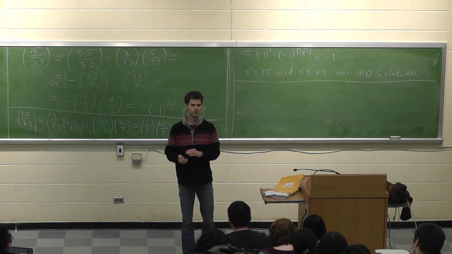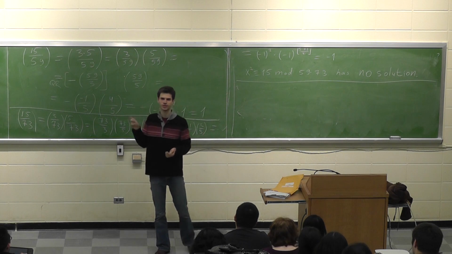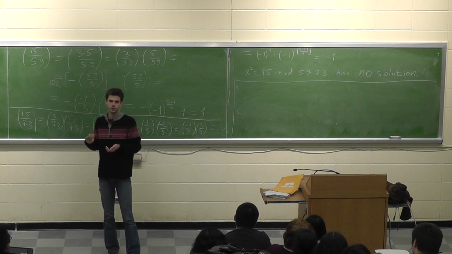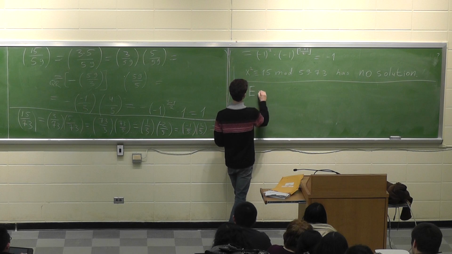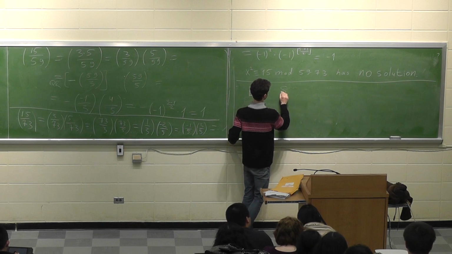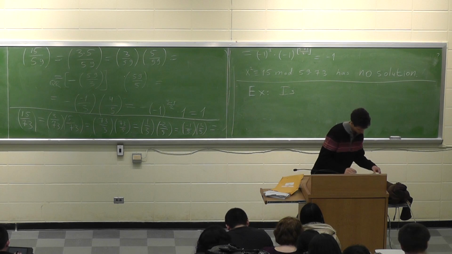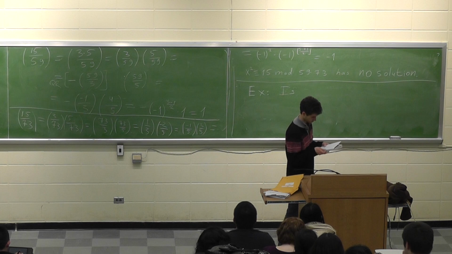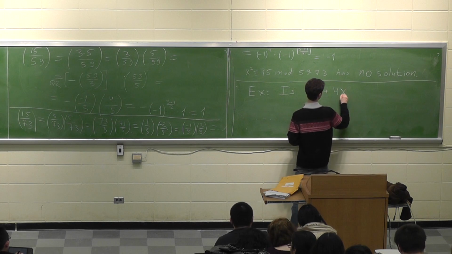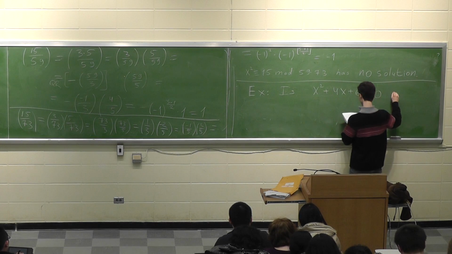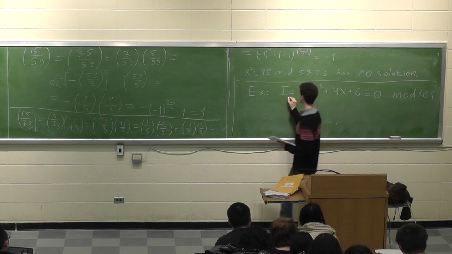Okay, another thing. Just for now we're solving just the simplest quadratic equation, x squared is equal to a. If you want to solve a more complicated one, there's no problem. So another exercise. Solve x squared plus 4x plus 6 is congruent to 0 modulo 101. Solve.